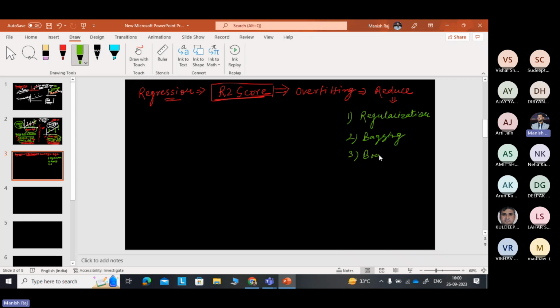Bagging and boosting we will cover when I teach you the classification problems. The regularization I will cover with the regression problem. Most of the time, whenever you are solving a regression problem, you will go for regularization. So what is regularization? First thing is that if the model has an overfitting problem, we can reduce that problem with the help of regularization. That part is clear.